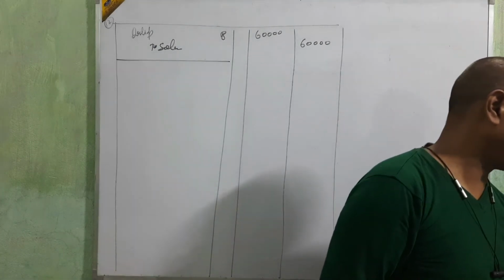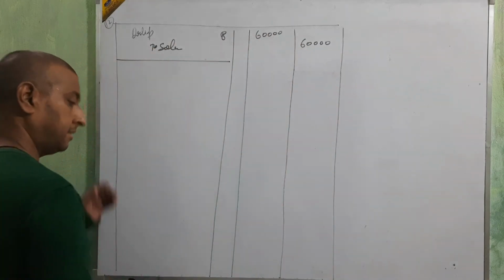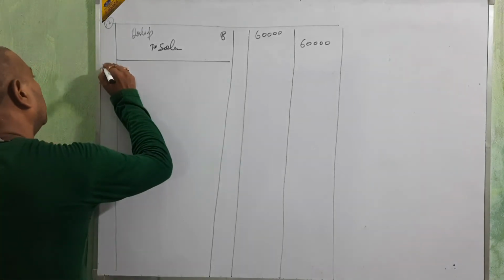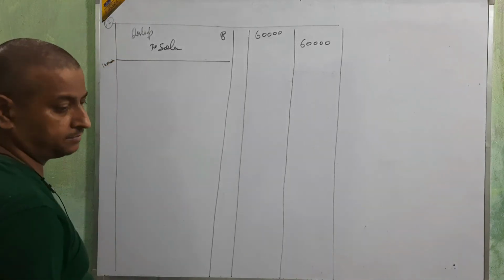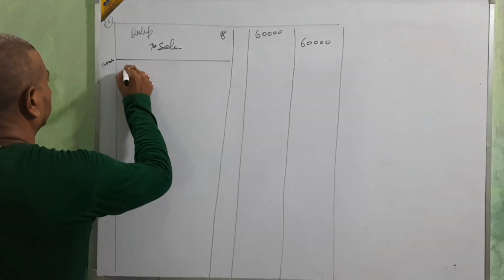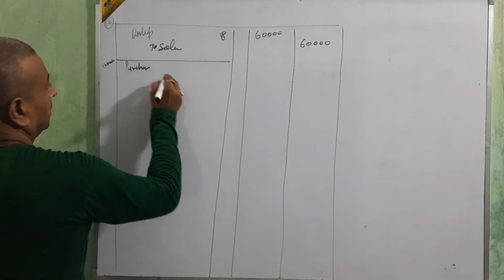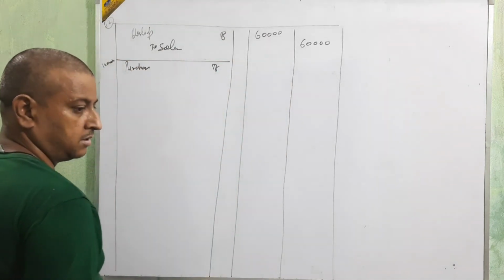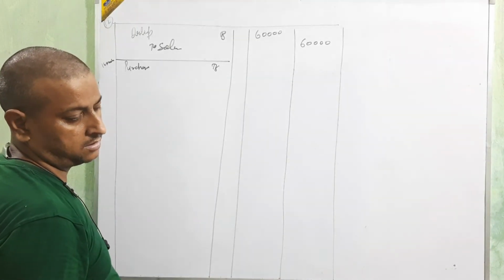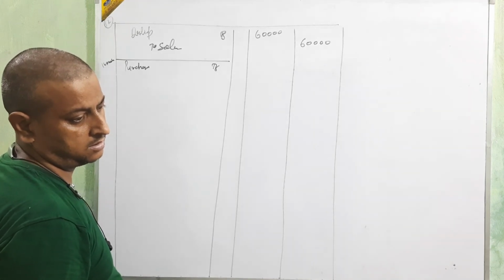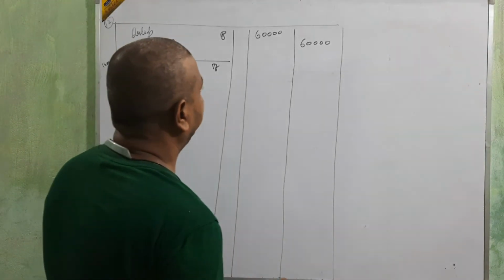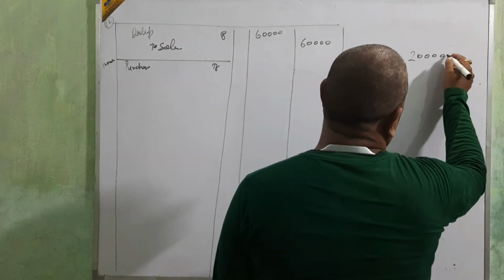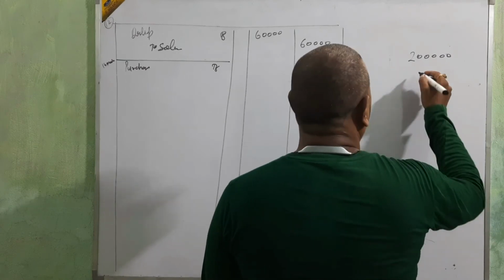Okay, next. March 16. Purchased goods costing rupees 2 lakh from Hari and Company. Paid 75% immediately by check to avail 4% discount. Again the same type of question. Tell me, 2 lakh from Hari and Company.